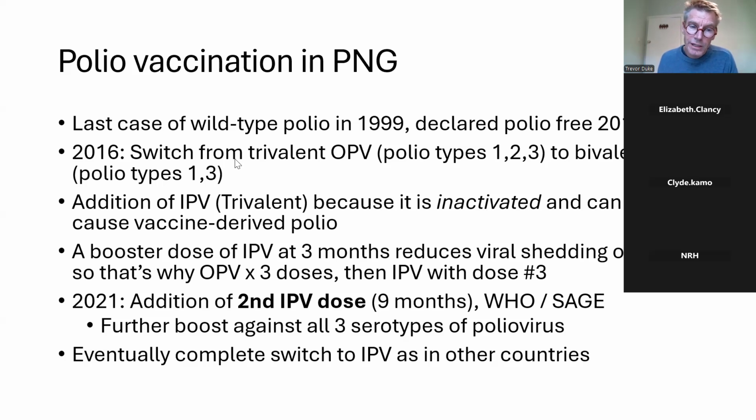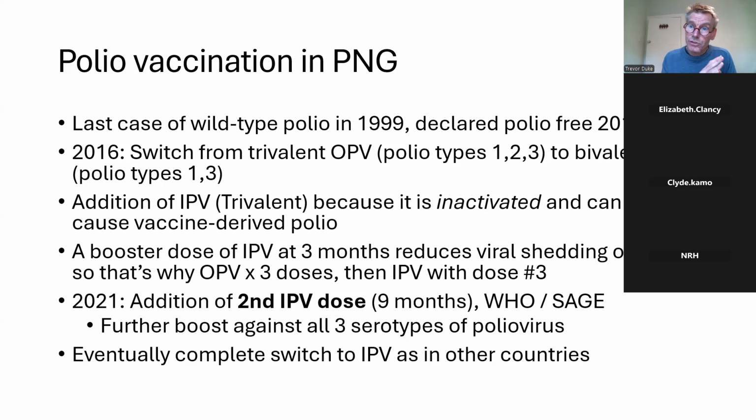In 2021, WHO recommended the addition of a second IPV dose at 9 months. The ultimate is going to be 3 doses of inactivated polio vaccine and none of the oral polio vaccine. But remember, if you just change to inactivated polio vaccine, you don't stop virus circulating in the community. You protect a child from getting paralysis, but you won't stop it circulating in the community.